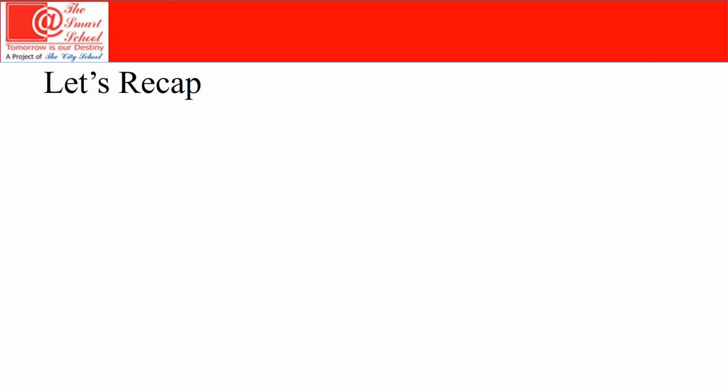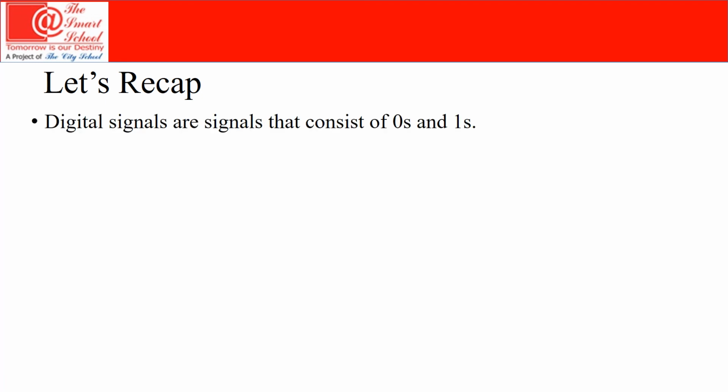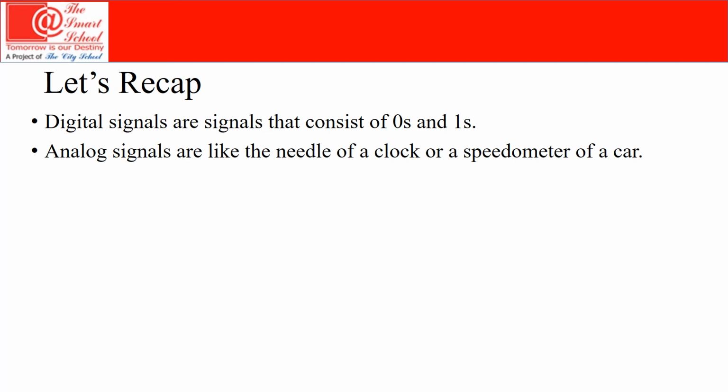Dear students, let's recap the overall review of this video lesson. What we have learned in this video lesson. If you need any clarification, you can go back to the video and you can watch this video again. In this video lesson, we covered the difference between digital signals and analog signals. That is, digital signals are signals that consist of zeros and ones. Analog signals are like the needle of a clock or a speedometer of a car.